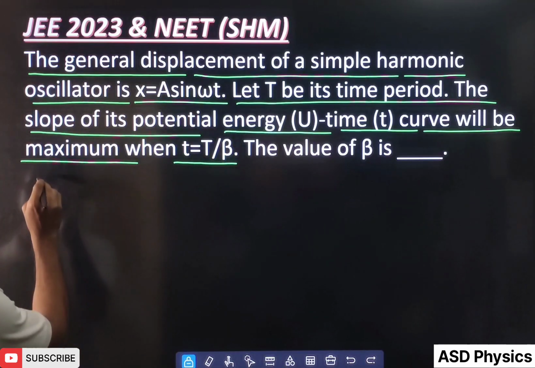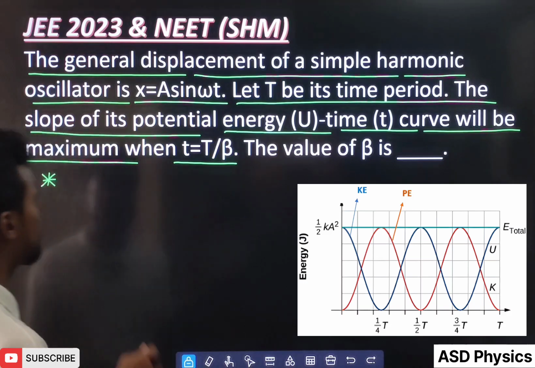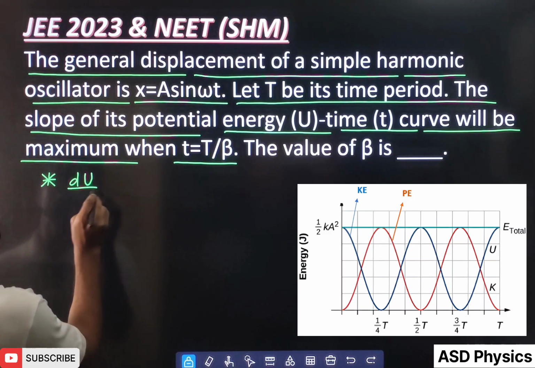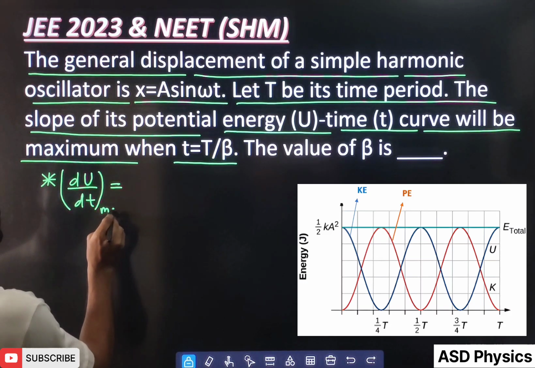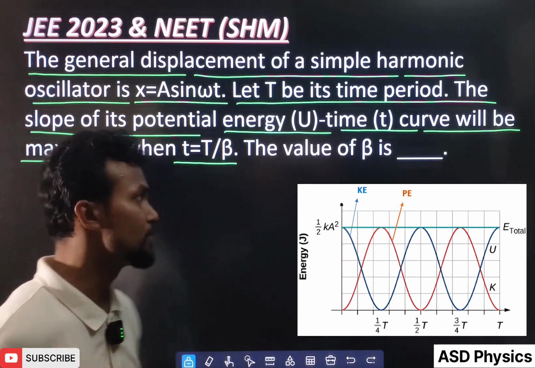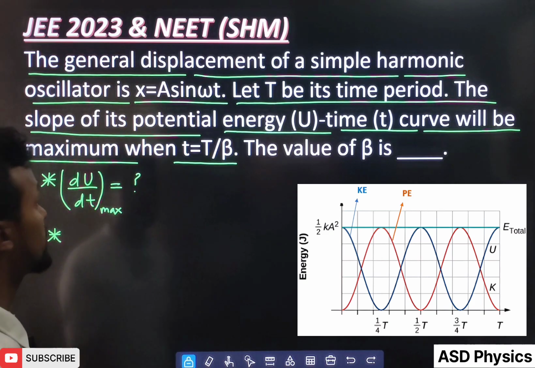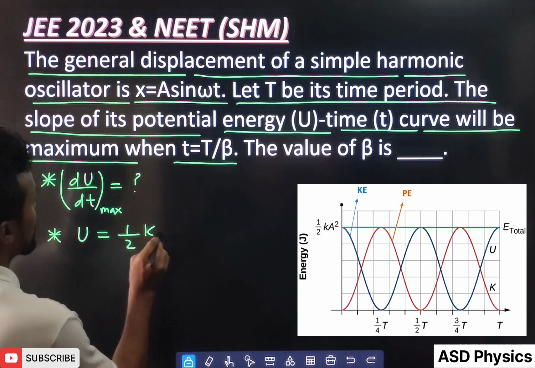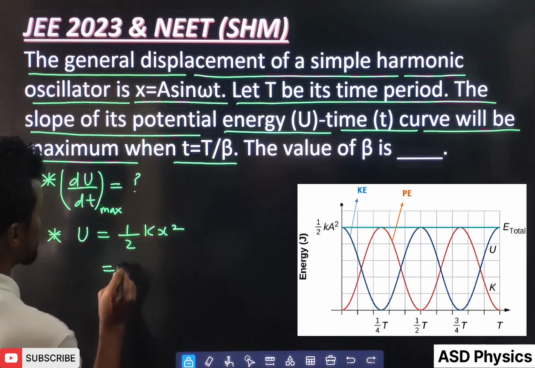First remember that the slope means differentiation. Which curve is this? The U versus t curve. So I can write du by dt, this slope, and we want this slope to be maximum. Then we will go further. Now the formula of the potential energy: U equal to half k x square, for undamped oscillation.